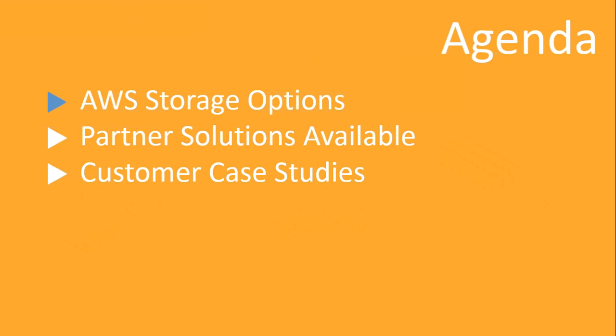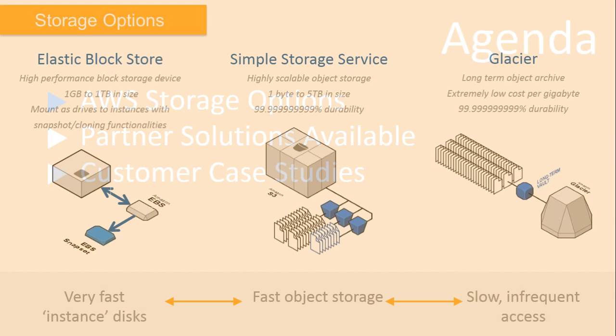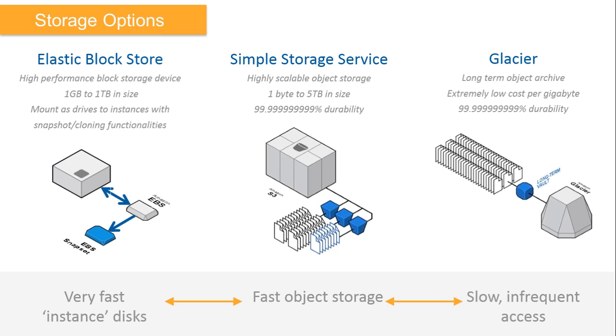AWS storage options. Most of you will hopefully be familiar with this. We have, in this instance, 3 storage options. We have our Elastic Block Store, our high-performance block storage system, which is generally connected to EC2, Elastic Compute Cloud servers, ranging from 1 gigabyte to 1 terabyte in size. Then Simple Storage Service, our highly scalable object store, and Glacier. You can see down at the bottom the continuum of very fast instance disks, fast object storage, and then Glacier, as the name suggests, slow and infrequent access.